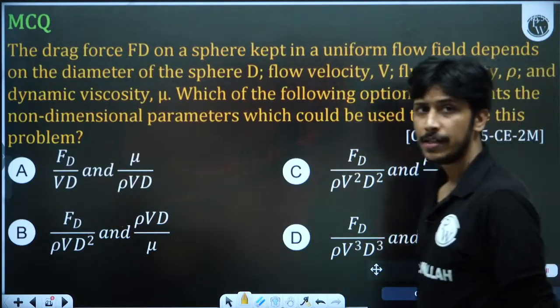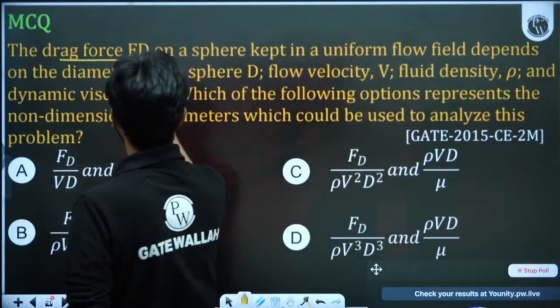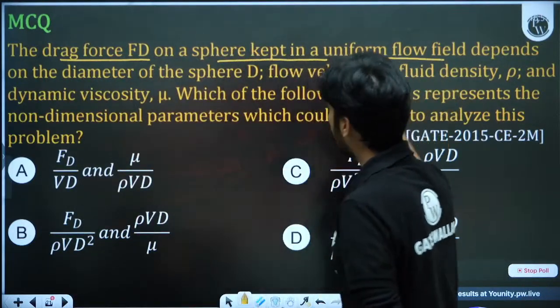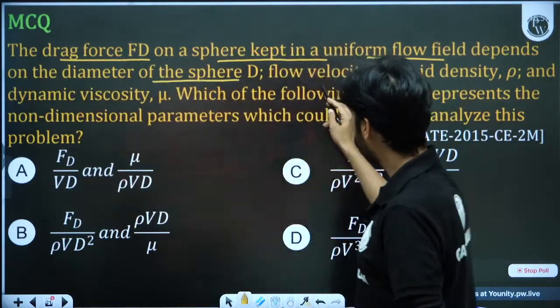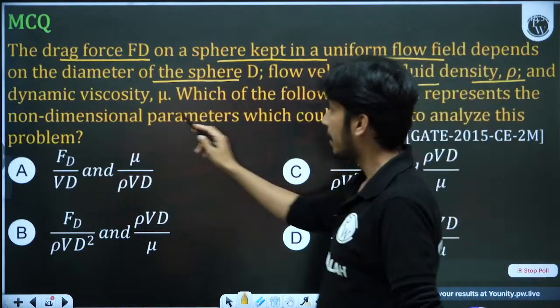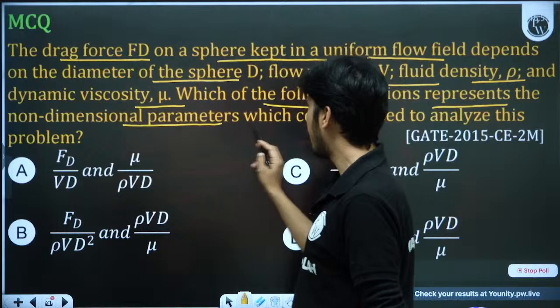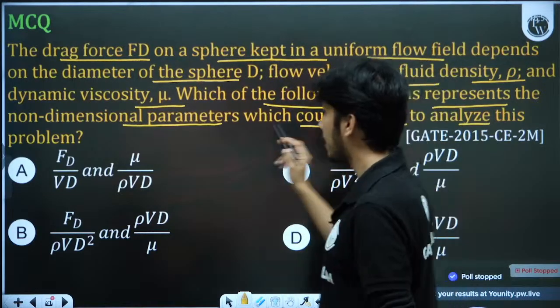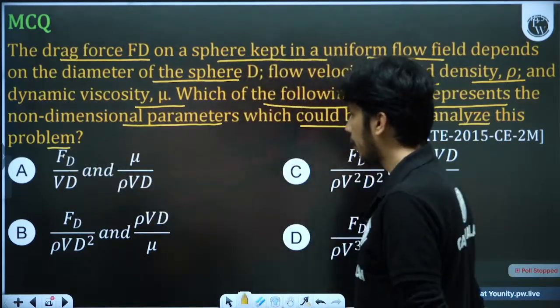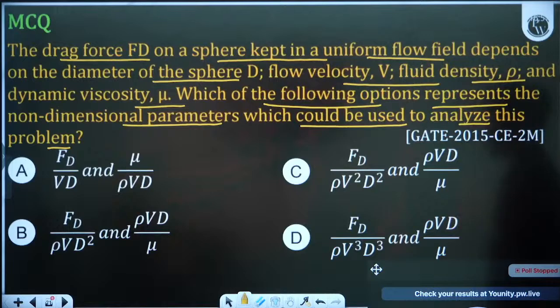Okay, so let's see this question. The drag force on a sphere kept in a uniform flow field depends upon the diameter of the sphere, flow velocity, flow density, and the dynamic viscosity. The following option represents the non-dimensional parameters which should be used to analyze this problem. So, what are the non-dimensional parameters?